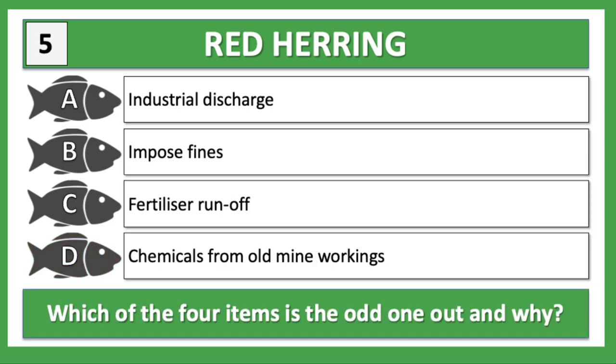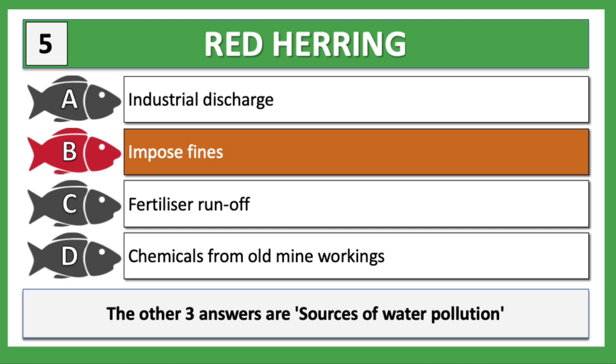Right, our last red herring is this. Industrial discharge, imposed fines, fertiliser runoff, and chemicals from old mine workings. Which of the four items is the odd one out and why? Okay, pause the video if you need to. We are about to reveal. Okay, it is imposing fines. The others are sources of water pollution, and obviously you can be given fines if you are caught as a company dumping any of those things into local rivers.